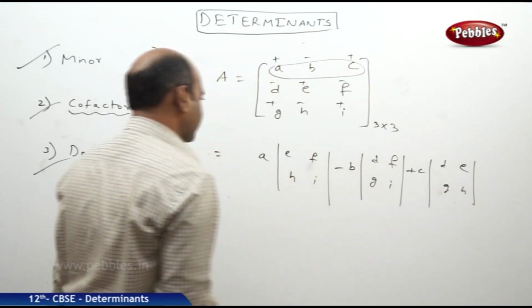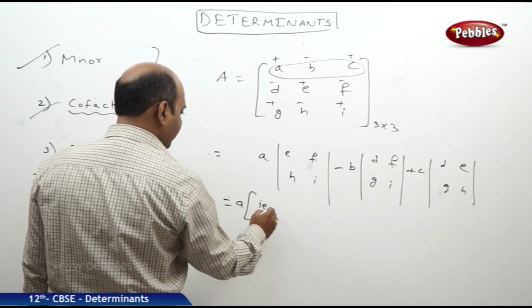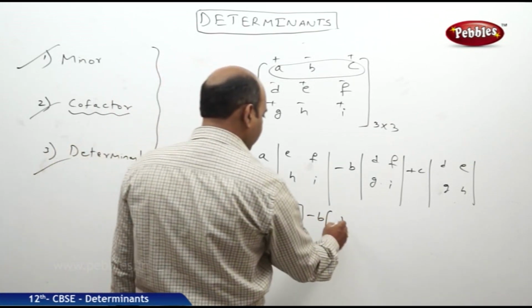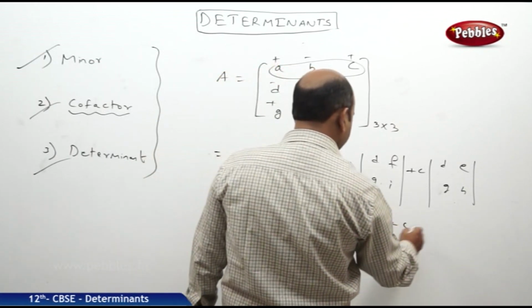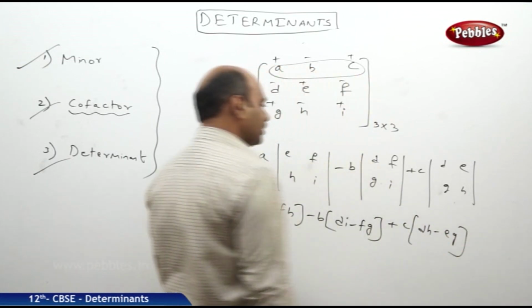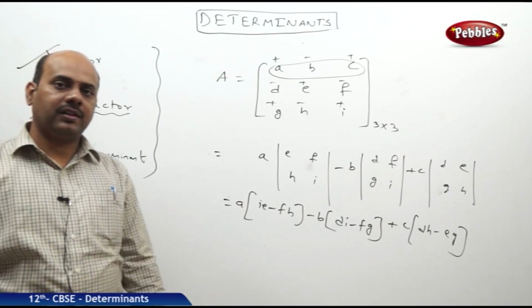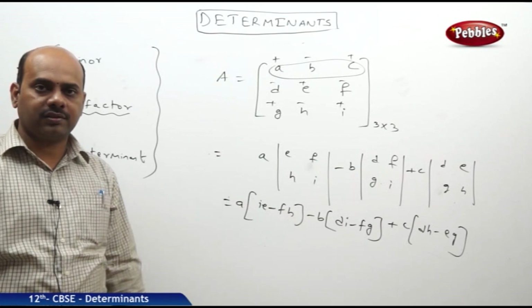So we need to expand. That means what happens? A into IE minus FH minus B into DI minus FG plus C into DH minus EG. This is the generalized definition for a 3 by 3 matrix determinant, right? So we shall go for numericals.